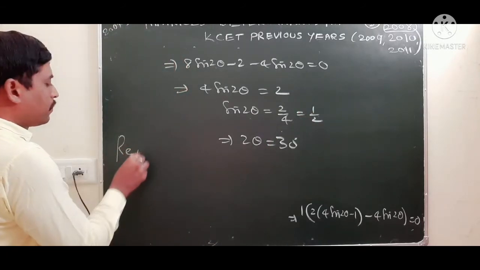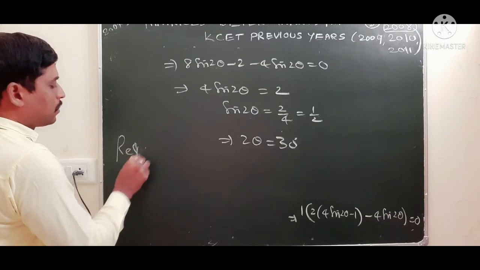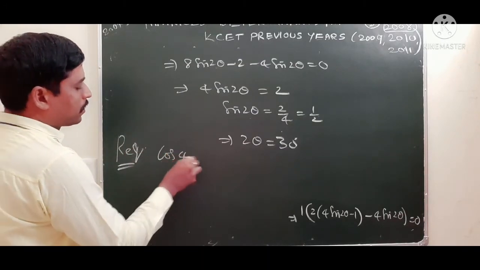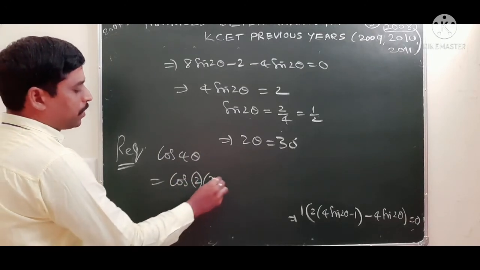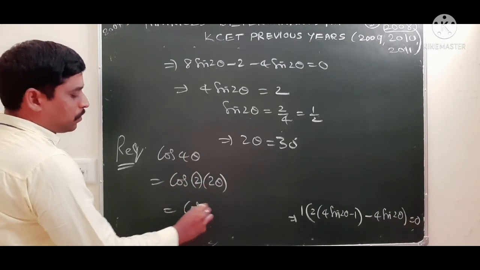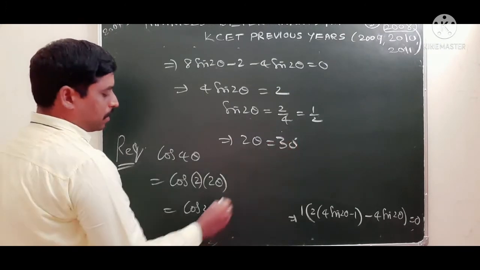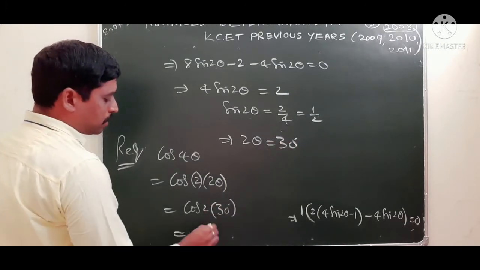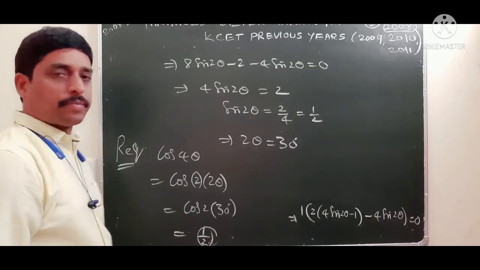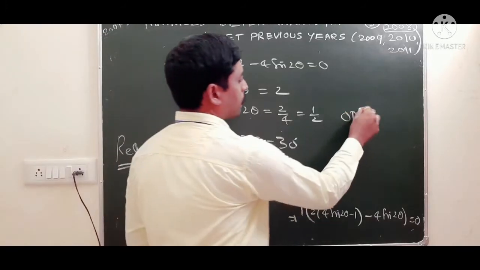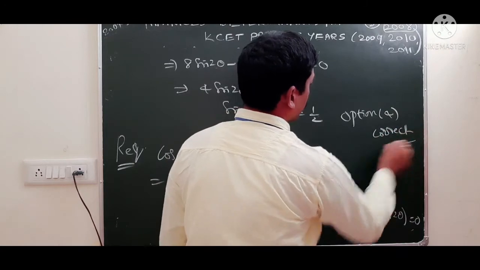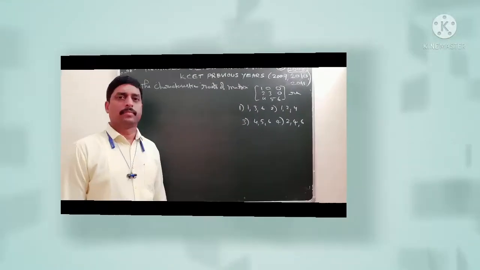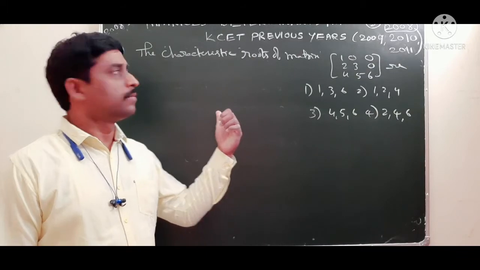What is required? Required is cos 4 theta. Cos 4 theta equals cos of 2 into 2 theta. The value of 2 theta is 30 degrees, so cos 60 has value 1 by 2. So option 4 is correct. This question is from 2008.